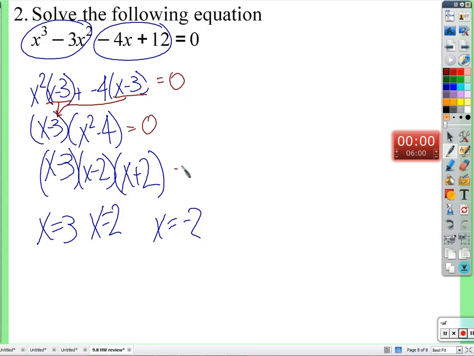And all these should be equal to 0, meaning now we have three things multiplied together to make 0. So either this would have to be 0, meaning x would be 3, or this would have to be 0, meaning x is 2, or this would have to be 0, meaning x is negative 2.